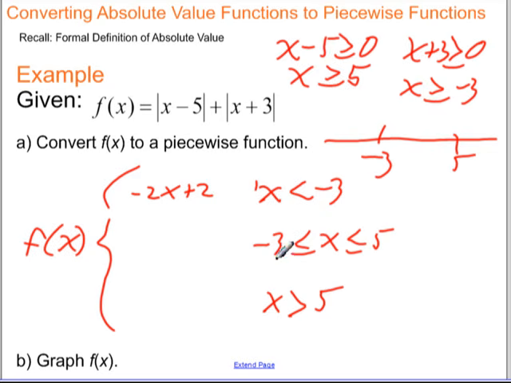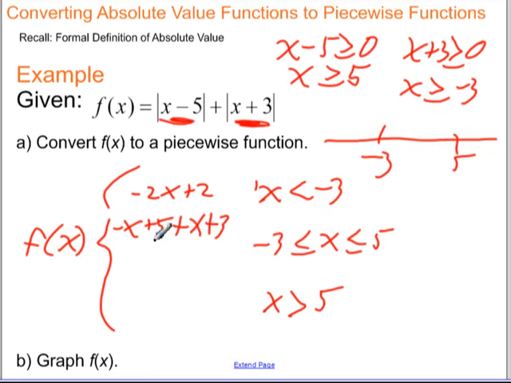Kind of cool. Now, in between, when you get numbers between -3 and 5, this one is positive, because numbers bigger than or equal to -3 make this expression positive. But this one is still going to be negative, because I need numbers bigger than 5 to make this positive. So if this expression is positive but this one's negative, I'm going to get -x plus 5, because it's the opposite of that expression, plus this one stays the same because that one's positive.